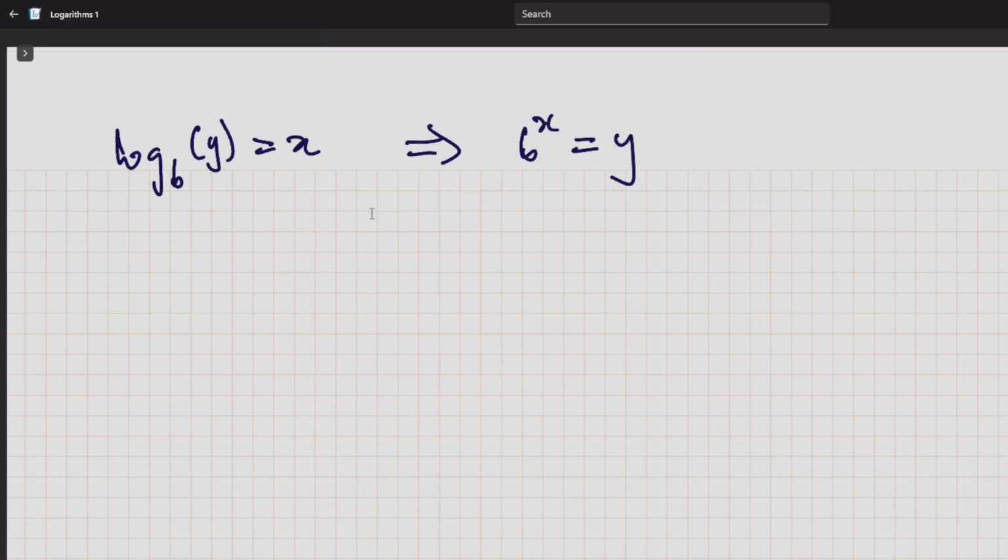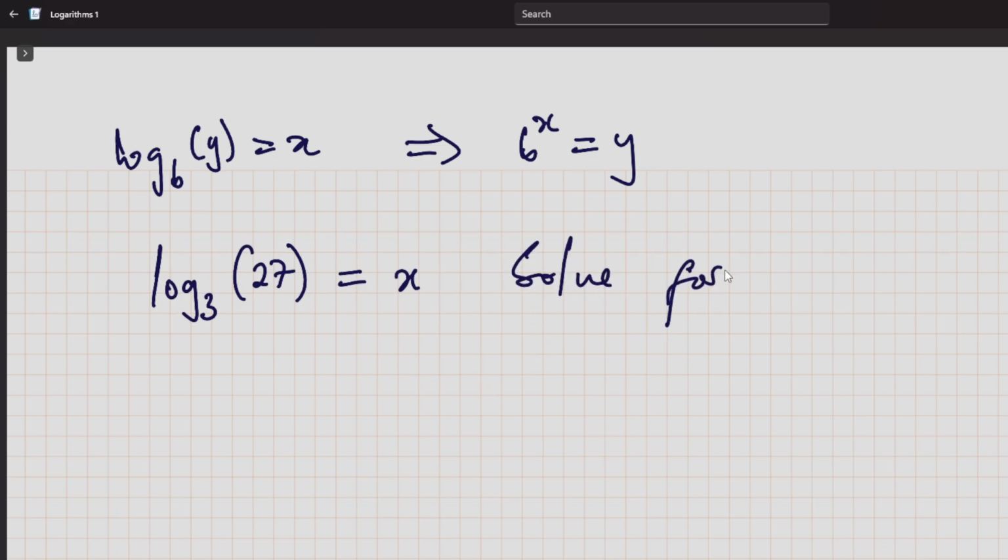Let's do a few more examples together. Let's say we're given this question: logarithm of 27 to base 3 is equal to x. And we are asked to solve for x. We want to find the value of x.